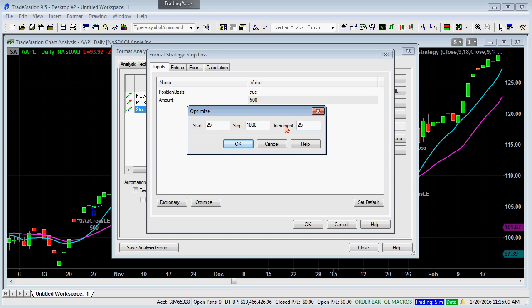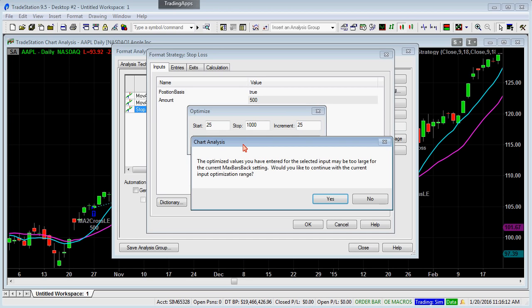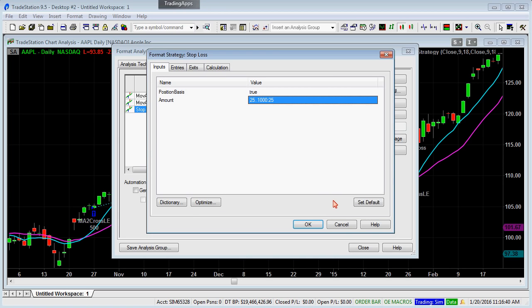results historically. When I click OK, it gives me a warning message. It says, and I'll just parrot this, the optimized values you have entered for the selected input may be too large for the current max bars back setting. Would you like to continue with the current input optimization range? Confusing message if you're not familiar with some of the terminology here, like max bars back setting. We'll talk about it in a little moment. But for now, I'm just going to click on yes. I want to continue. It's going to do that range.